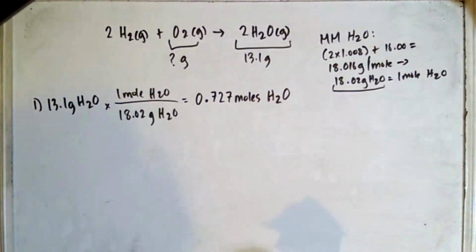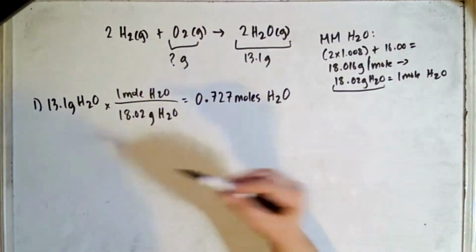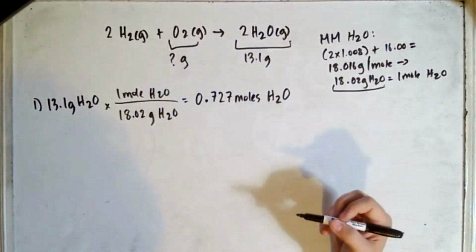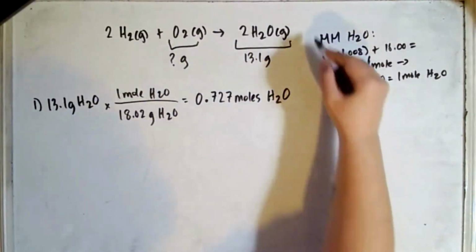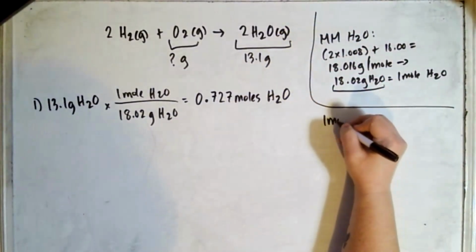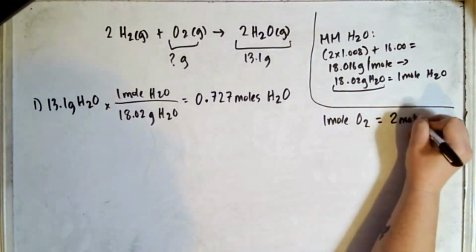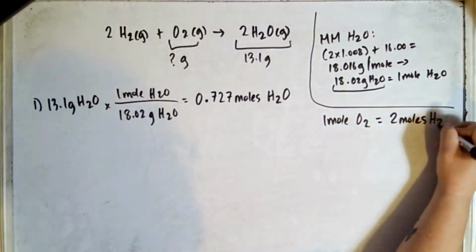Okay. In our second step, we're going to want to turn H2O into oxygen. So now for our second step, we're going to look at our balanced equation. And our balanced equation tells us that every 1 mole of O2 equals 2 moles of H2O.